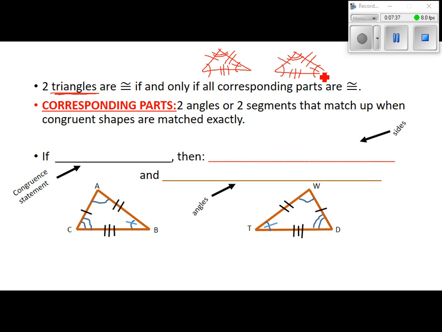Corresponding parts are the parts that lie on top of each other. So if I took this triangle and I was trying to match it up to this triangle, this part, if I just slid this over, would lie right on top of that segment. Those are corresponding sides. This angle would lie on top of that angle. So those are corresponding angles. That's all corresponding parts are. And we're going to do a lot with corresponding parts as the chapter goes along.